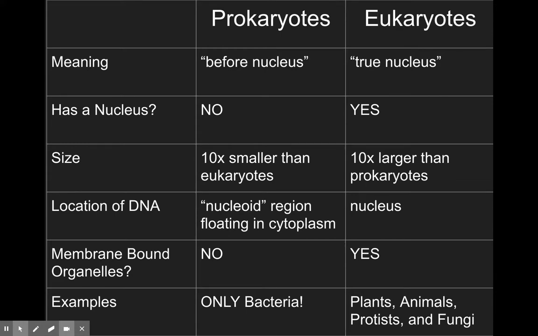Are there membrane-bound organelles? In a prokaryote, there are not. In a eukaryote, there are. And you can kind of get that question answered by whether or not there's a nucleus, right? If nucleus is a membrane-bound organelle and eukaryote has it and prokaryote doesn't, well then, no, prokaryotes aren't going to have membrane-bound organelles, but eukaryotes are. And then examples, only bacteria are prokaryotes, and then protists, fungi, plants, and animals are eukaryotes. So think, if it's complex, it's going to have the more complex cell. If it's less complex, it's going to have the less complex cell.